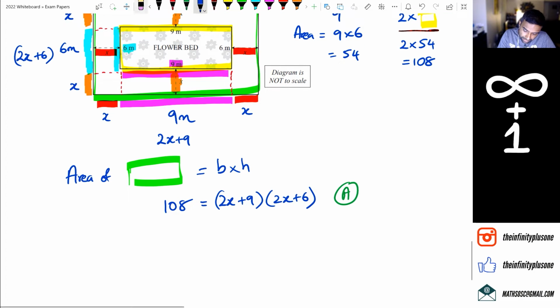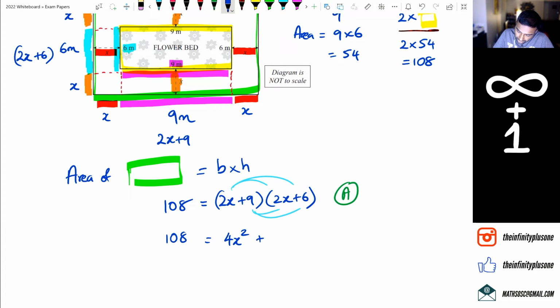So we're going to start expanding this quadratic here. So we've got first, outs, ins, last. So what we've got here is 108 is equal to 4x squared plus 12x plus 18x plus 54. 9 times 6, 54. Okay. So then we've got 4x squared plus 30x plus 54.